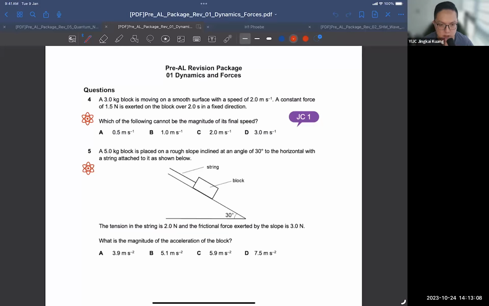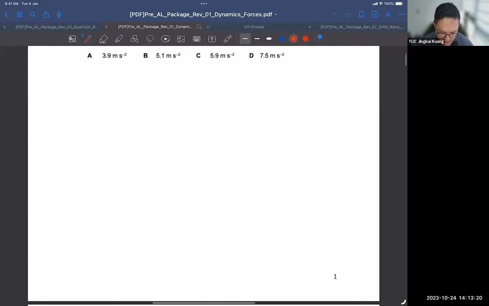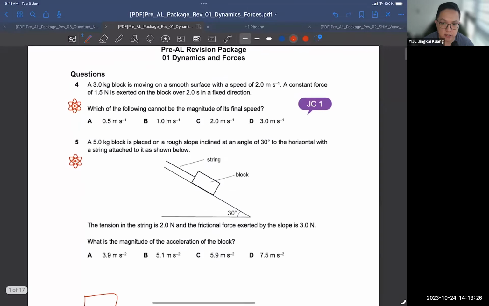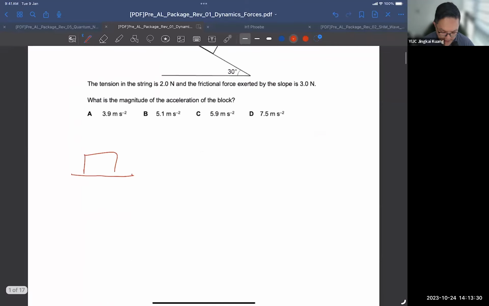Question 4, you have a 3 kg block that is on a smooth surface at a speed of 2 meters per second. A constant force of 1.5 Newton is exerted on the block over 2 seconds in a fixed direction. Okay, so there are a few concepts happening here. Let's just draw over here lah. Right, so I have a block. This block, we do not know the direction. So let's just assume that it is moving to the right hand side. It does not matter. 3 kg, and 2.0 meters per second.